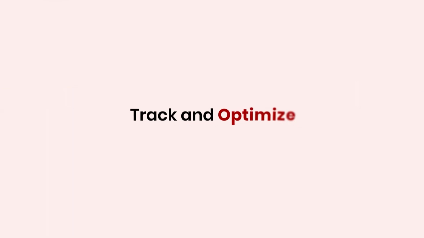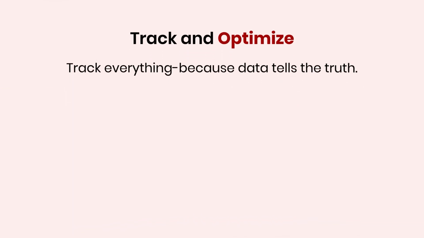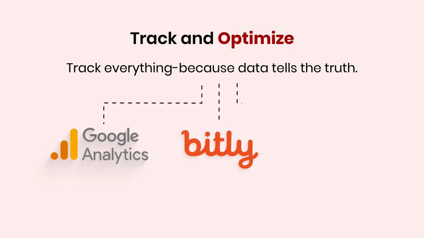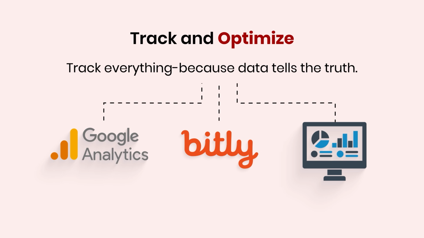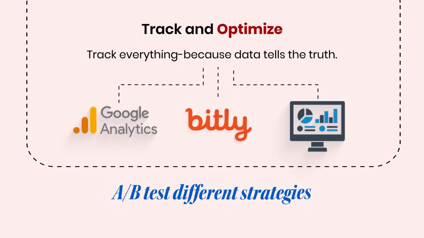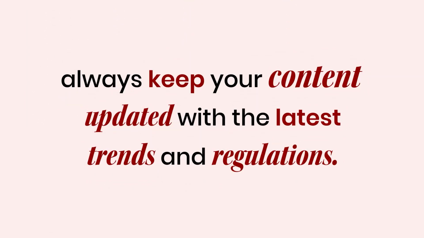Track and optimize. Track everything because data tells the truth. Use Google Analytics. Bitly for link clicks. Affiliate dashboards for conversion tracking. Double down on what works. A/B test different strategies. And always keep your content updated with the latest trends and regulations.